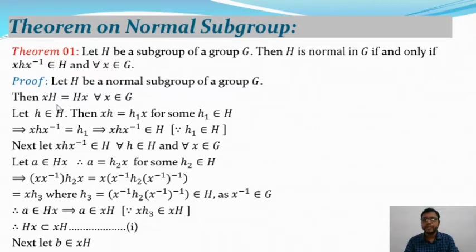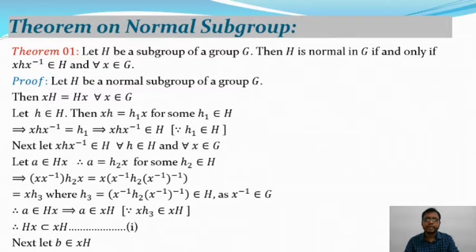Let H be a normal subgroup of G. So we shall prove that xHx inverse belongs to H for all x belongs to G. If H is a normal subgroup of G, then by the definition of a normal subgroup, xH is equal to Hx for all x belongs to G. Now let h be an element belonging to capital H, then xh is equal to h1x for some h1 belongs to H. This is one of the properties of the coset. So xh is equal to h1x, where h1 is an element of capital H.